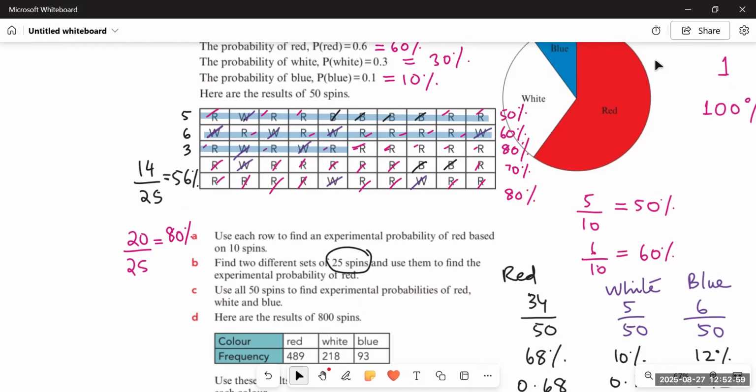So the values based on 800 spins are close to the theoretical probabilities of 0.6, that is 60%, 0.3, 30%, and 0.1, 10%. That is why we need to calculate it on a large scale.